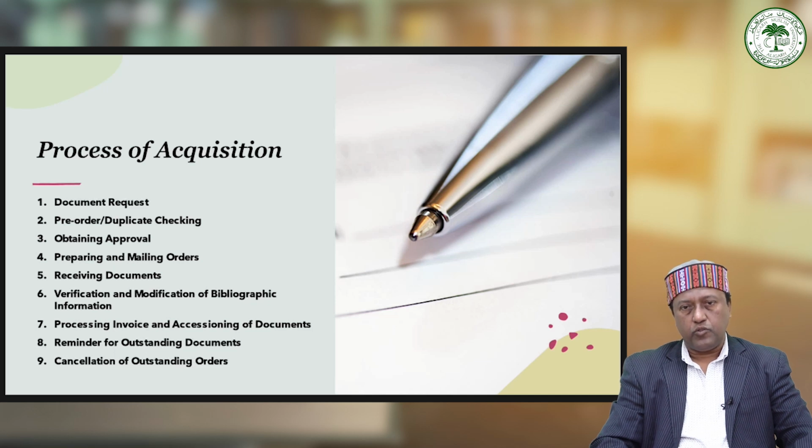Next in the process is preparing and mailing orders. The approved documents are ordered from different vendors and suppliers based on their efficiency. The acquisition system allows the staff to create orders for each vendor, including approved titles. Orders are placed and purchase orders can be sent directly via mail.